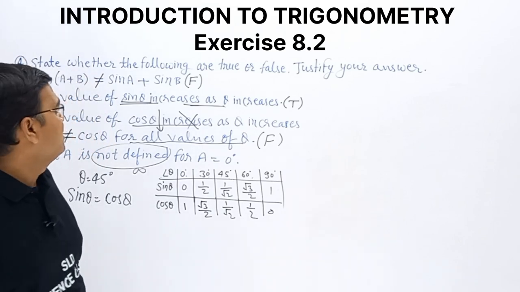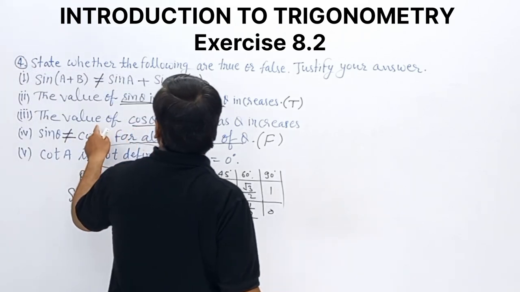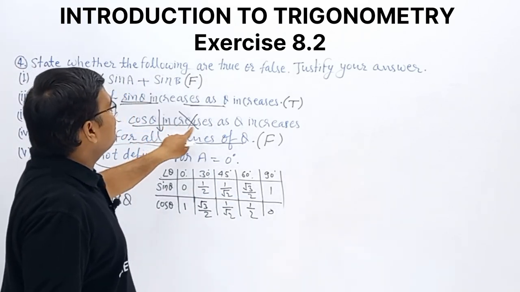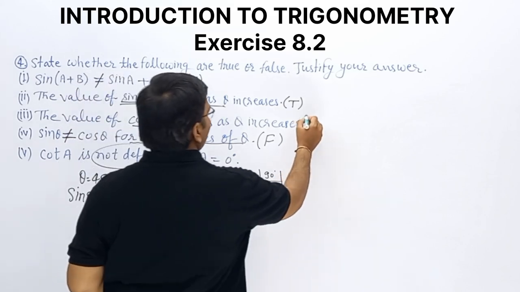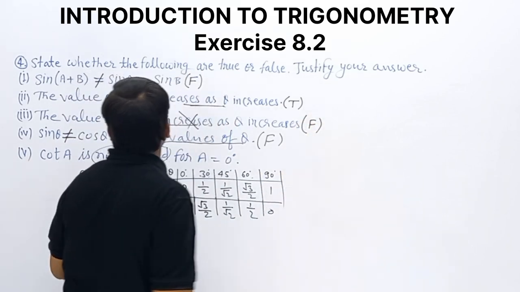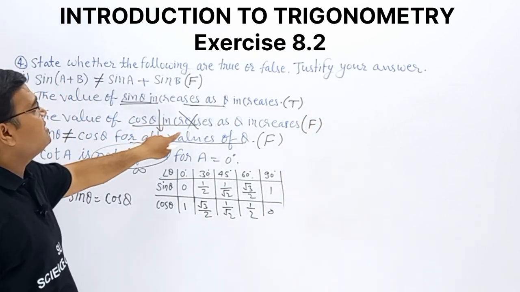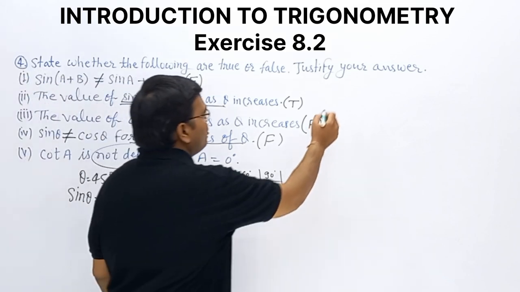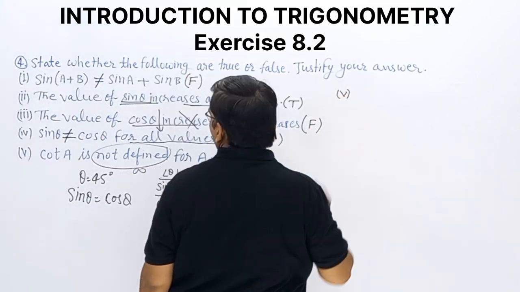Observe. This one is what? The values of cos theta increases as theta increases. This is false. Clear? The values of cos theta decreases as theta increases. Now observe question number five.